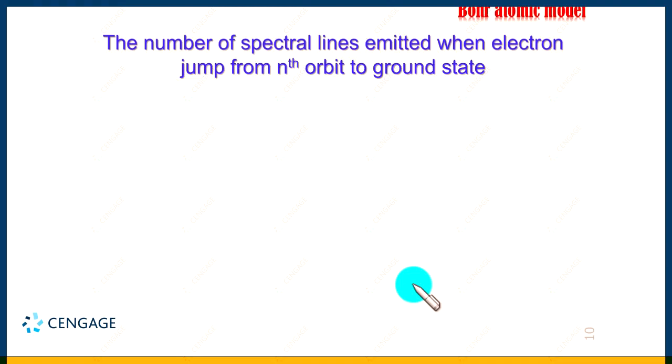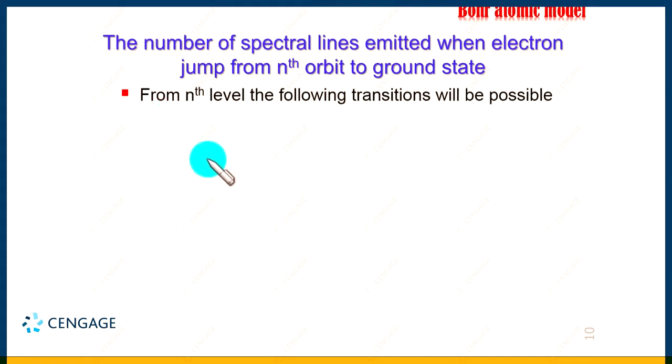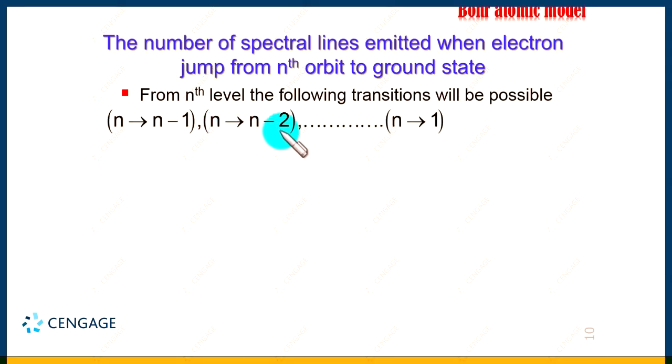It can move from n to n minus 1, from n to n minus 2, from n to n minus 3, and so on. We can say n to 3, n to 2, n to 1. That means these are the possible ways. That is from n to n minus 1, n to n minus 2, n to n minus 3, n to 3, n to 2, or finally n to 1. These are the possibilities while motion of the electron from excited level to ground level.